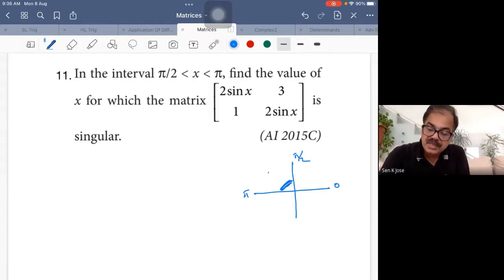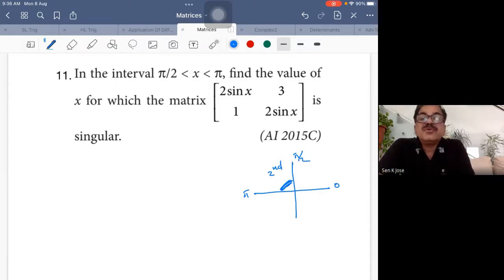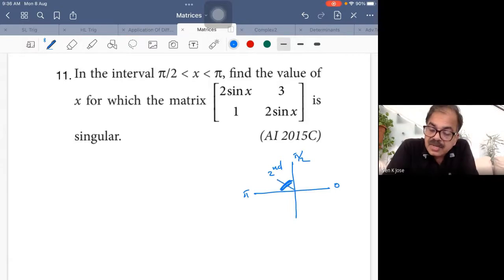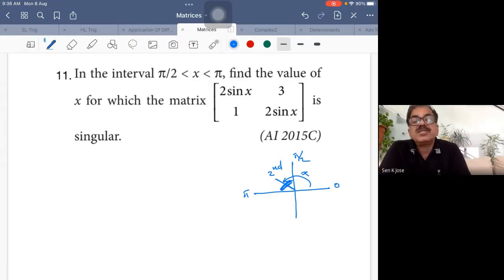Second quadrant. Second quadrant. Maybe it is because they are asking you to find out the value of x. So x is coming in the second quadrant. That's the meaning. The angle is coming here. So all the way here until here. That's your x. Yeah, in the second quadrant. It's an obtuse angle. X is an obtuse angle, we know, between pi by 2 and pi.